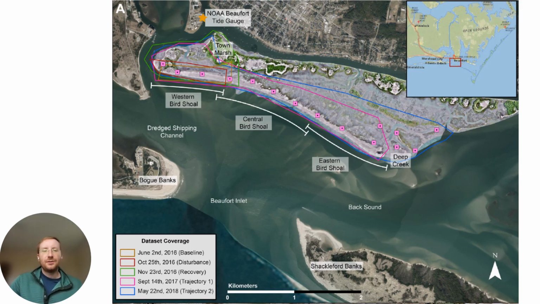So just reorienting you back to this area of the Rachel Carson Reserve, one of our sites for the North Carolina Reserve. We're again looking at Bird Shoal here, and while we're looking at the whole stretch of island, you'll also see it broken down into different sections: the Western Bird Shoal, Central, and Eastern Bird Shoal. And we have data sets that we've collected using the drone over several years, from 2016 through 2018.